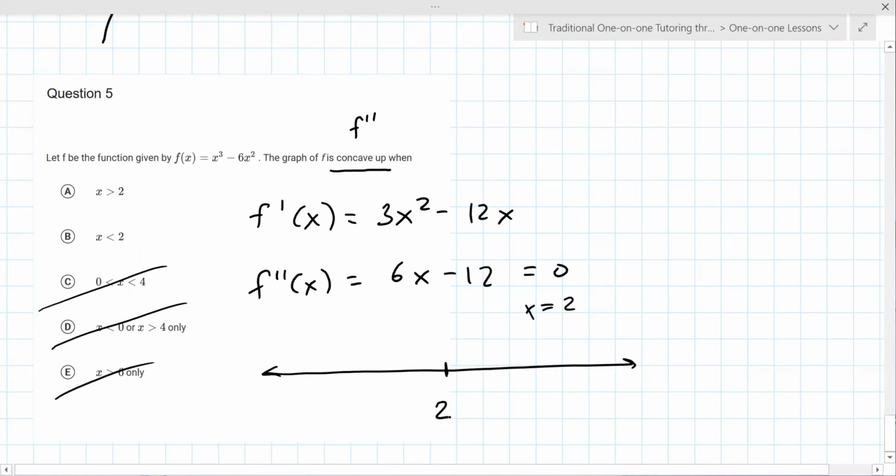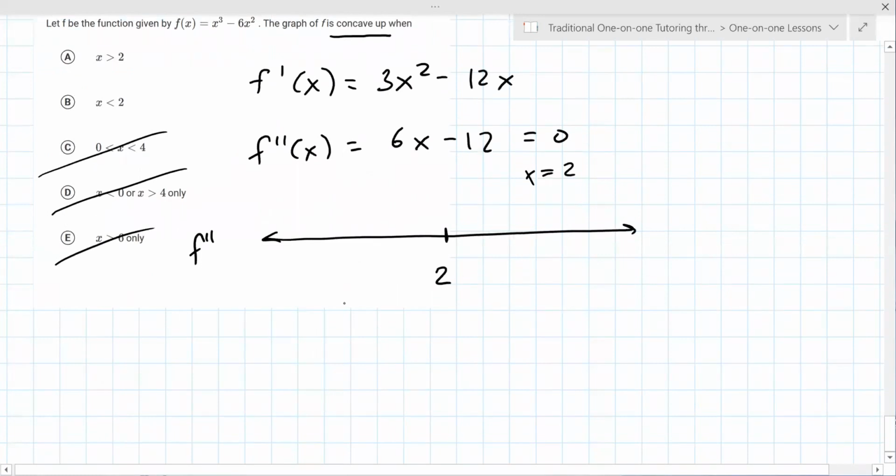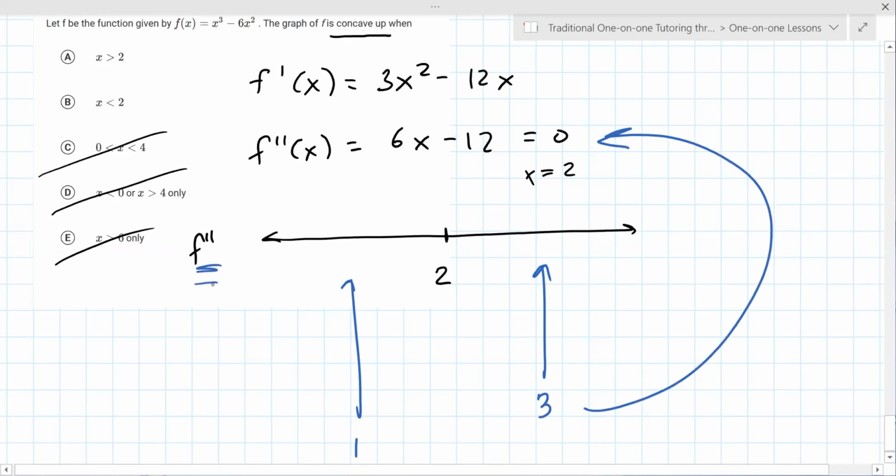Make a sign chart for the second derivative and test points, like 0 and 4, it doesn't matter. Is it positive or negative? Tell me the sign on the left and the right. Do I plug into the original? No, not the original. What number do you want to test? Test 3 and 1. They go back into the second derivative, because this is the second derivative.